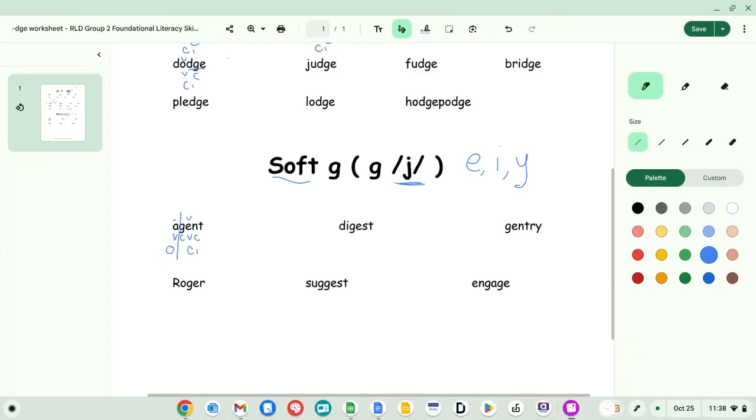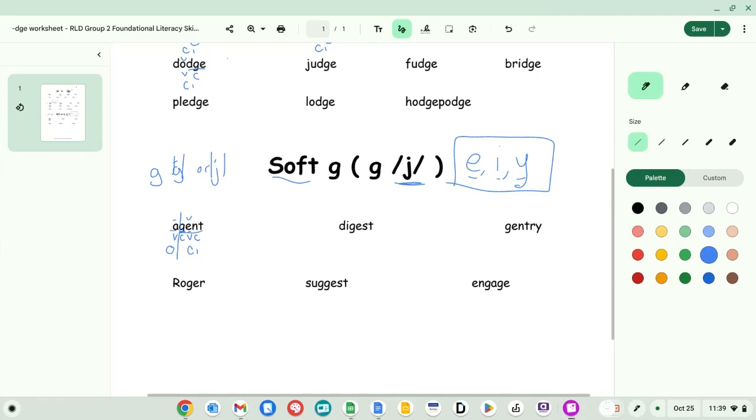But now what you want to bring your students' attention to is that G there. So G has two sounds. G can say G or J here. So the rule is G says J when it's next to E, I, and Y. So this word is agent.